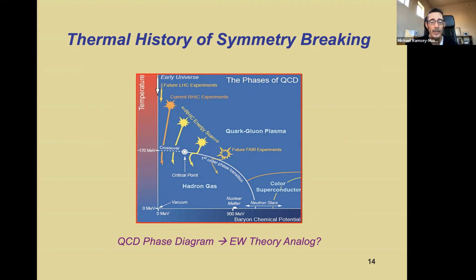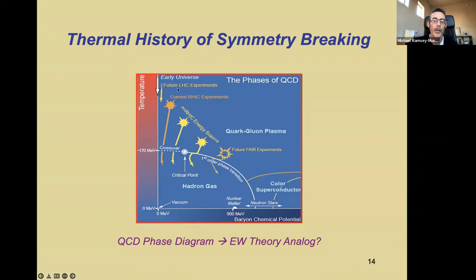On the horizontal axis is the baryon chemical potential. On the vertical axis is the temperature. The top part of the diagram is the deconfined phase of QCD, the quark gluon plasma. Down in the lower left is the confined hadron gas phase.